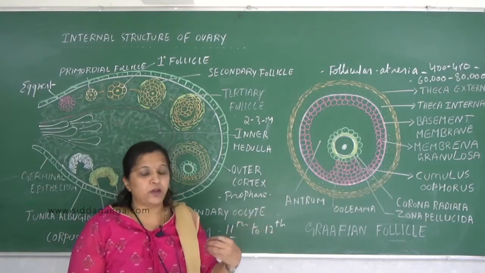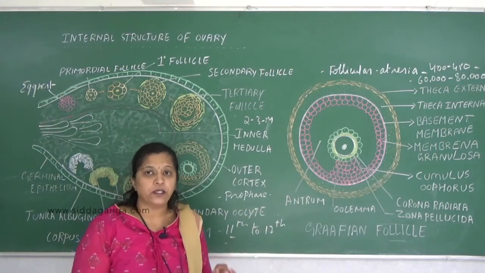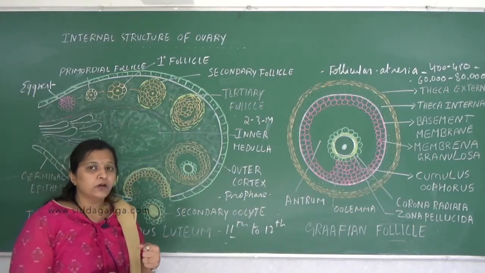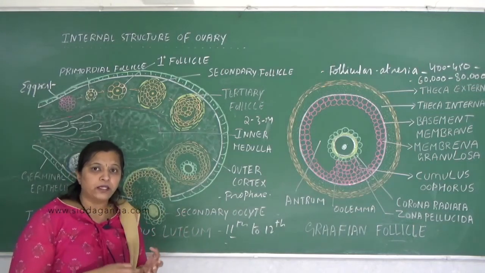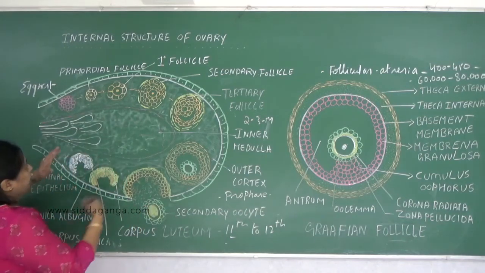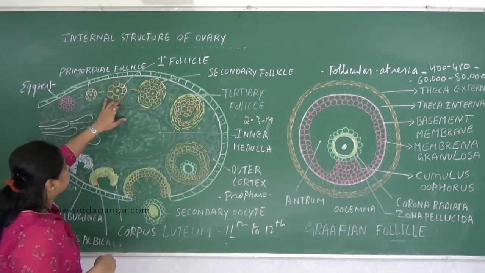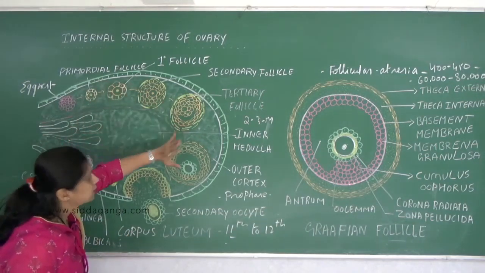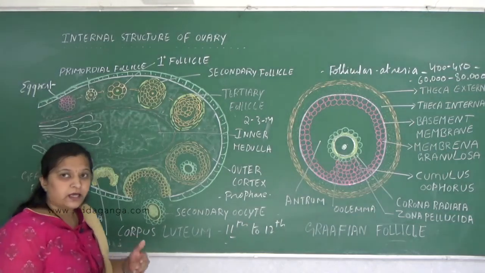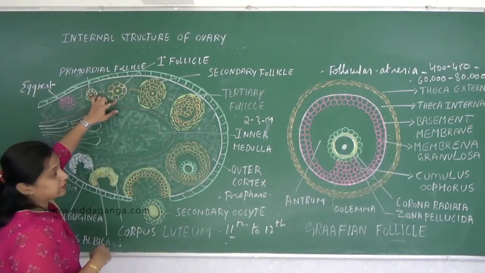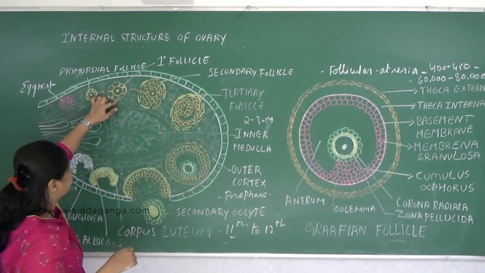This is because of the release of the hormone follicle stimulating hormone. So follicular maturation is because of the FSH hormone, follicle stimulating hormone. When the follicle stimulating hormone acts on the follicles, they start maturing. So the primary follicles are under the influence of FSH hormone.